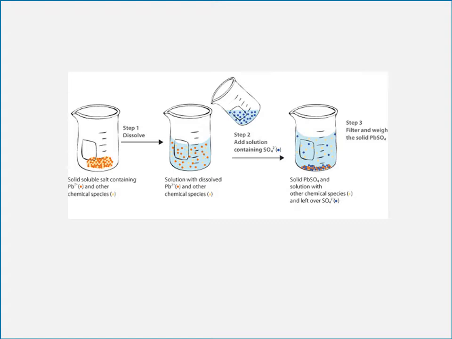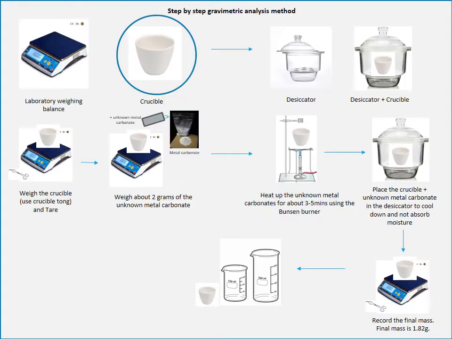So step three is to filter and weigh the solid. We have lead sulfate, so solid of lead sulfate and solution of the other chemical species, and the leftover of our sulfate will be measured. So now we have the step-by-step gravimetric analysis method.